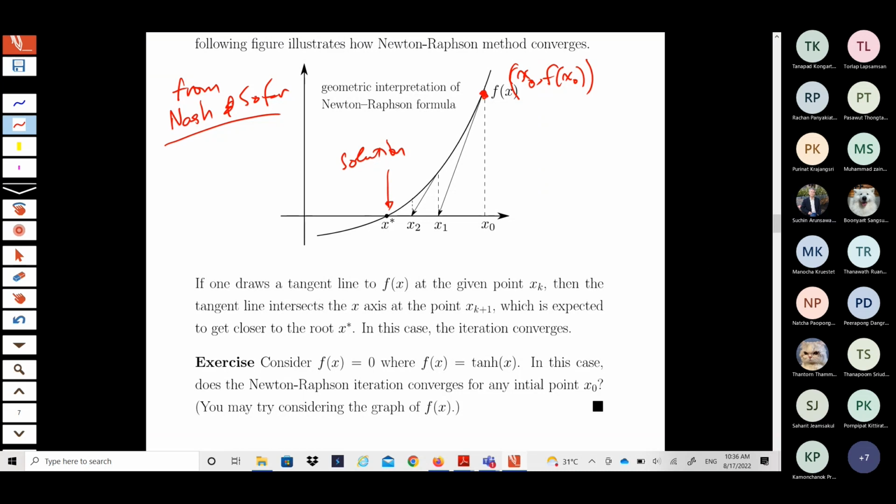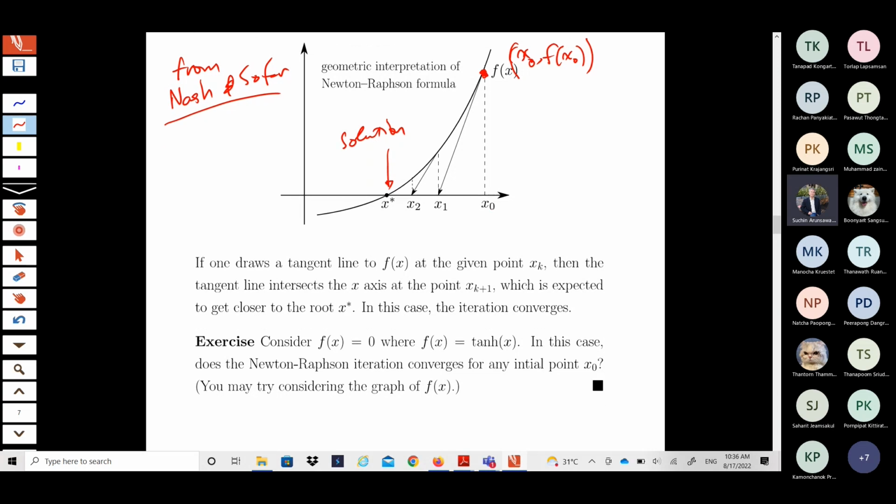Okay. Then at this point we draw the tangent line to intersect the x-axis. At this point we have the x1. Suppose we don't know what x1 is at the moment. We will find that.